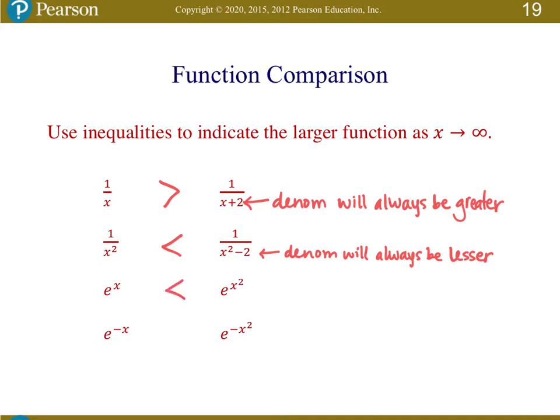But with the exponentials that are negative, you've got to think of them as a fraction. So e to the negative x is 1 over e to the x. And e to the negative x squared is 1 over e to the x squared. And now in this case, we've got a denominator. The second denominator here is always going to be the larger denominator. And so that will be the smaller value. So the inequality will go that way. So it's helpful to have a number sense when you're talking about comparing two functions together.